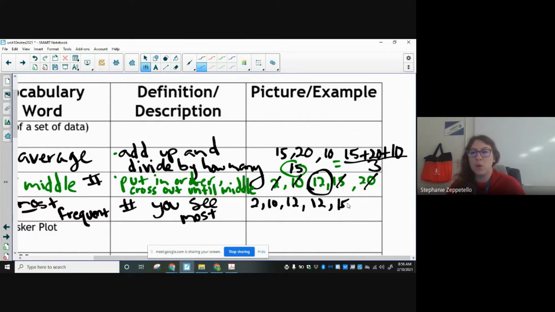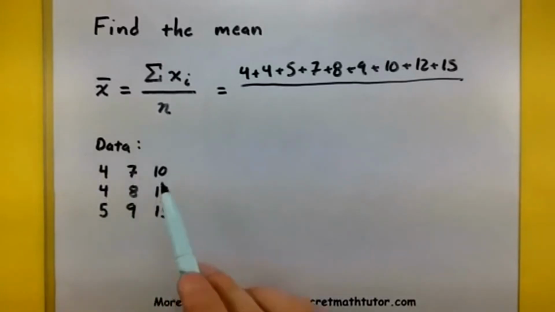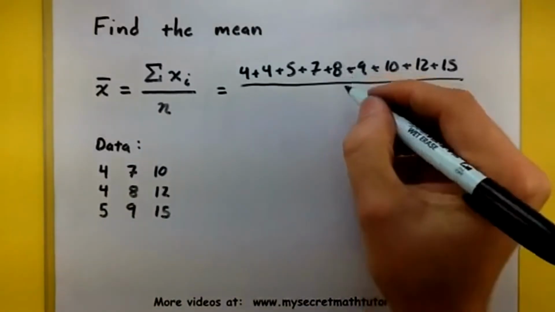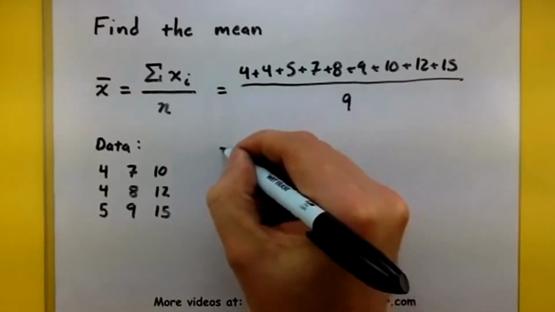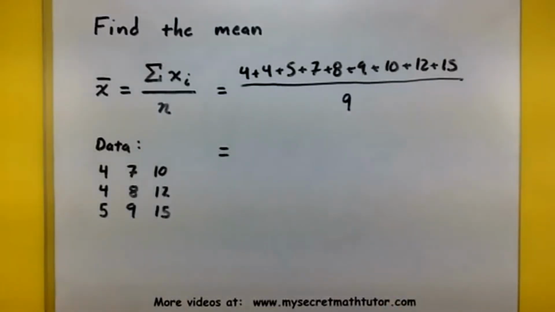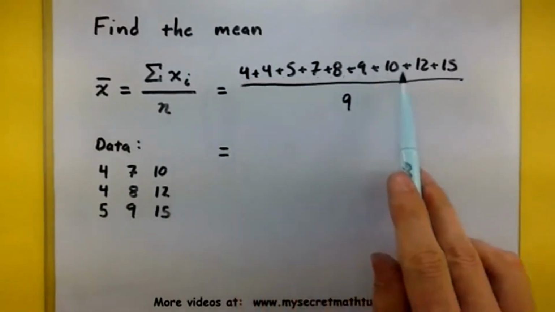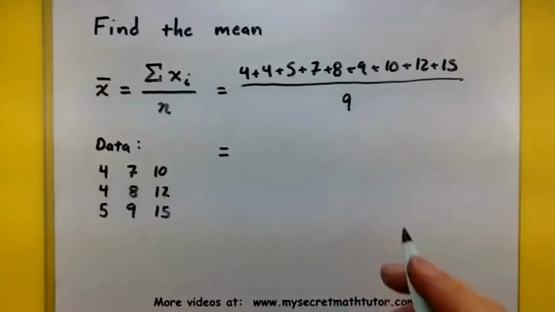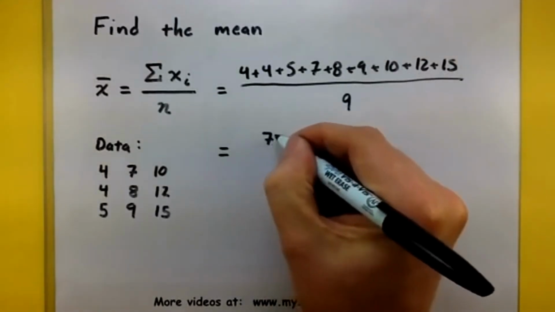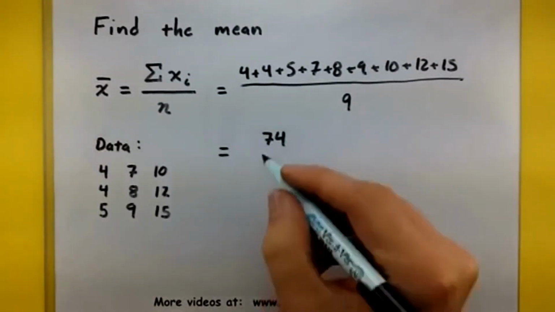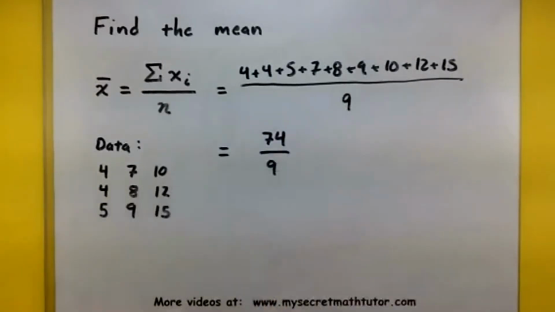Notice I'm putting them in order. Well, the mode would be 12, because that's the one that we see the most. By how many of them I have. It looks like I have a total of 9. Now you may have to use a calculator if you have lots of different data points, but that's okay. When I added everything up, I got a total of 74 divided by 9.